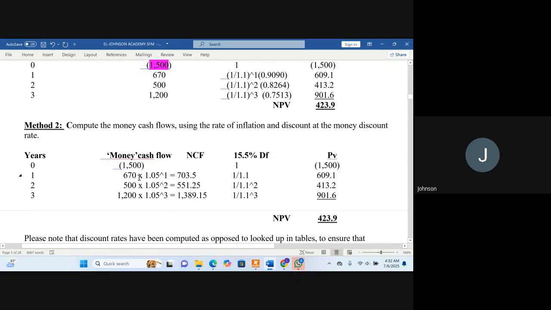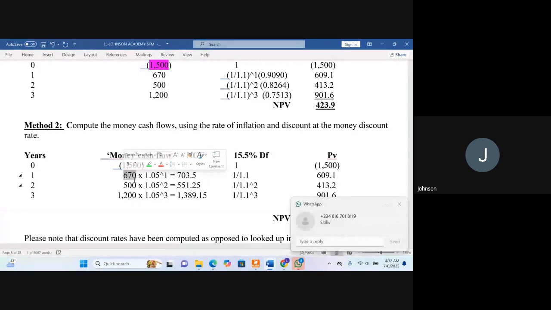The first thing you say, increase this one by 5%. This one is already 100%, so increase it by 5%. A way you can do it, if you want to increase it by 5%, mathematically you can say 105 divided by 100 times this 670. That is what we would have done naturally.